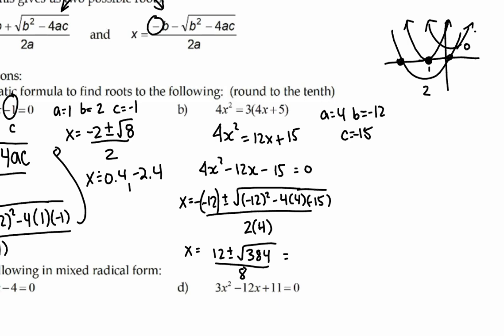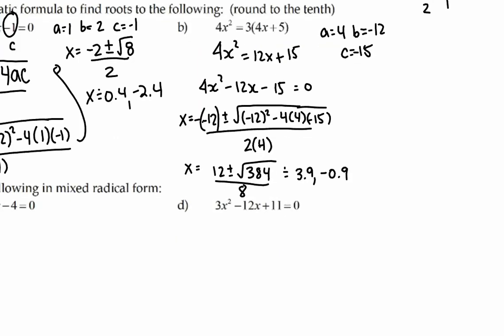Okay, to the nearest tenth, what do you get? 3.9 and negative 0.9? Question. I got the same things, but I just made the 4 negative instead of equal sign. Yeah, that's fine. So all your signs were opposite. If you moved it to the other side, it was negative 4x squared plus 12x plus 15. It'll work out the exact same.